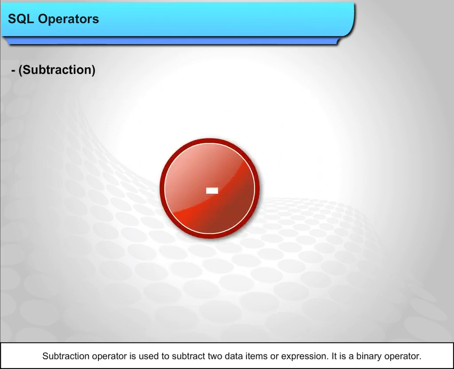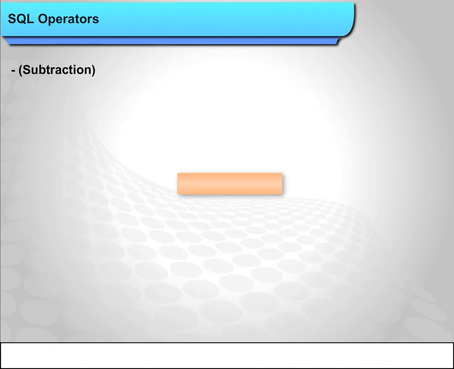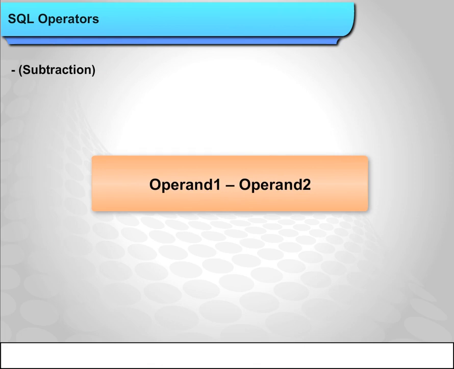Subtraction. Subtraction operator is used to subtract two data items or expressions. It is a binary operator. Operand 1 minus operand 2.